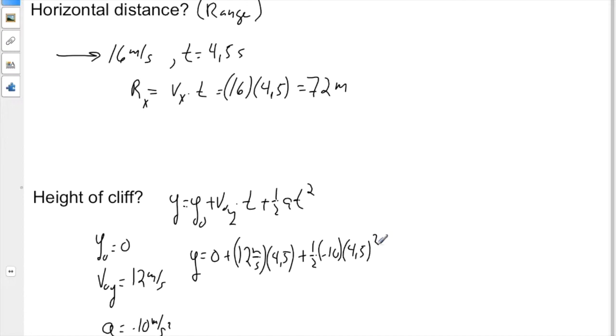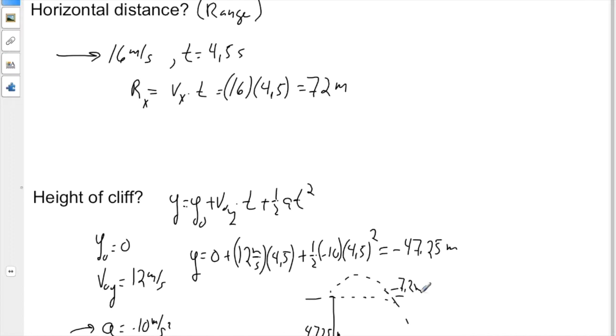If we do the math out, we get minus 47.25 meters, which says that the height of the cliff is 47.25 meters below the starting point. It says that the height above that is the maximum height of 7.2 meters.